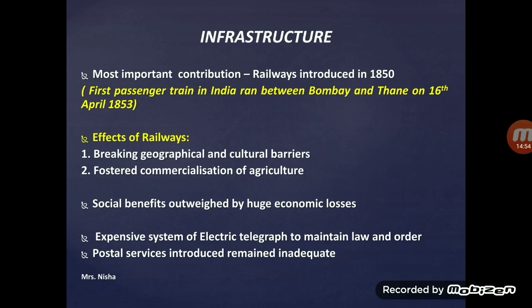Another infrastructure development that we talk about is post and telegraph. So the telegraph, electric telegraph, was introduced for maintenance of law and order, ताकि जो भी उनके orders हैं, whatever information they want to convey, that should quickly reach the other states also. It was introduced, but it was very expensive. And another thing was postal services, which were definitely serving a public purpose, but then they were very inadequate. यानी वो इतनी sufficient नहीं थे.